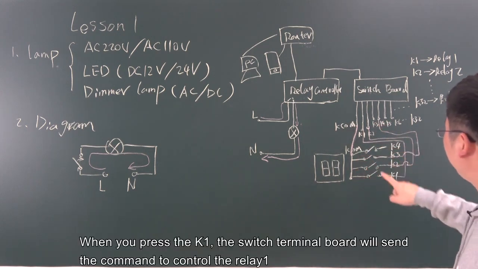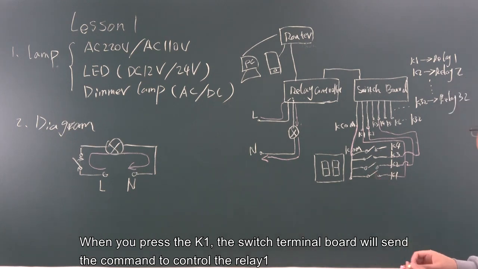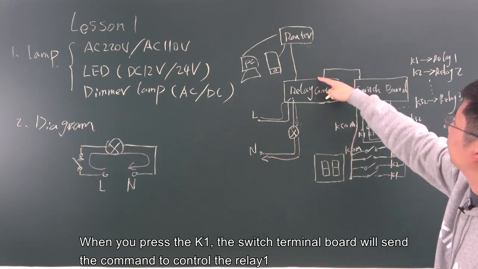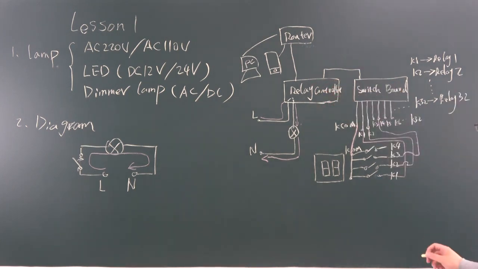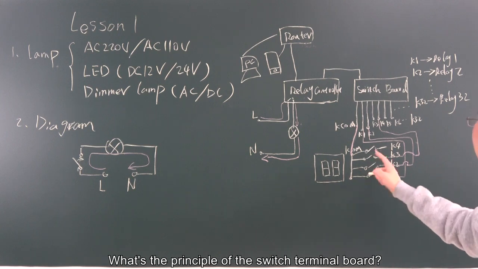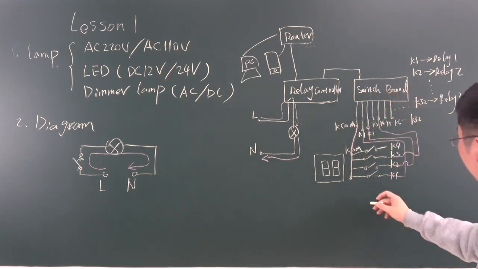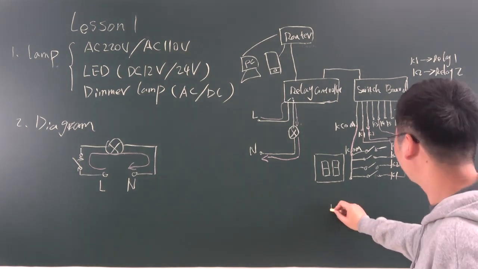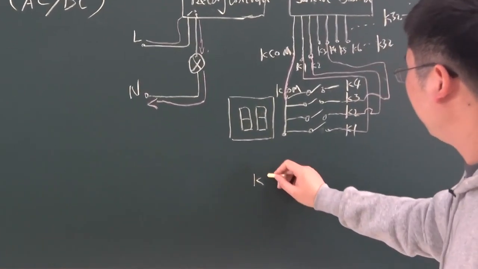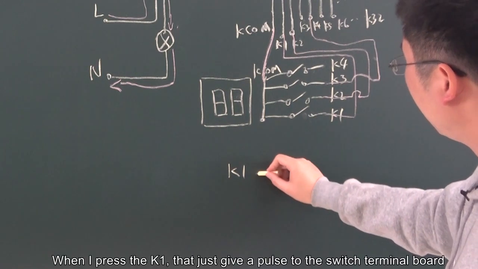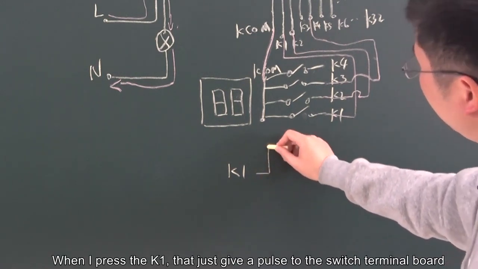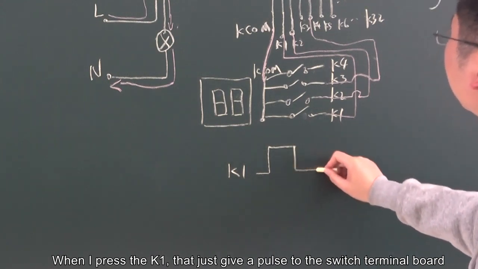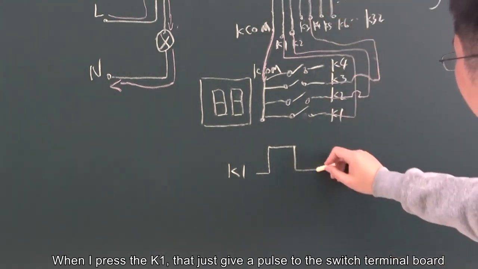So when you press K1, the switch terminal board will send a command to control relay 1. What's the principle of the switch terminal board? You can see when I press the key, like K1, that just gives a pulse to the switch terminal board.